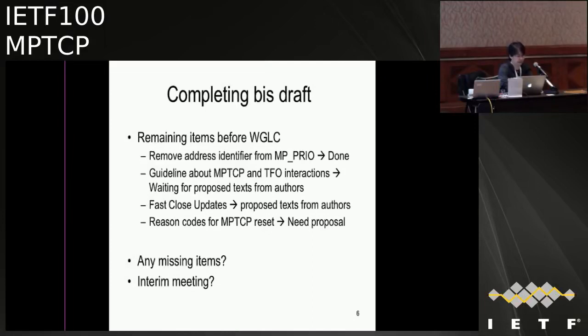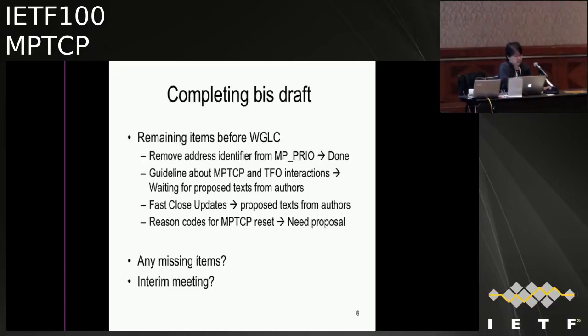And also, the reason code for Mptcp reset. This was discussed in the last meeting. I think we need to see a proposal before we discuss whether this is going into the BIS draft or not. So I think the author should prepare a proposal in order to proceed with this one. These are the items that the chairs think are remaining. If there is other stuff that should be discussed in the BIS draft, please let us know. Otherwise, we will focus on finalizing the BIS draft. So, any missing items? Do you have any opinions about it? Okay, seems to be good.